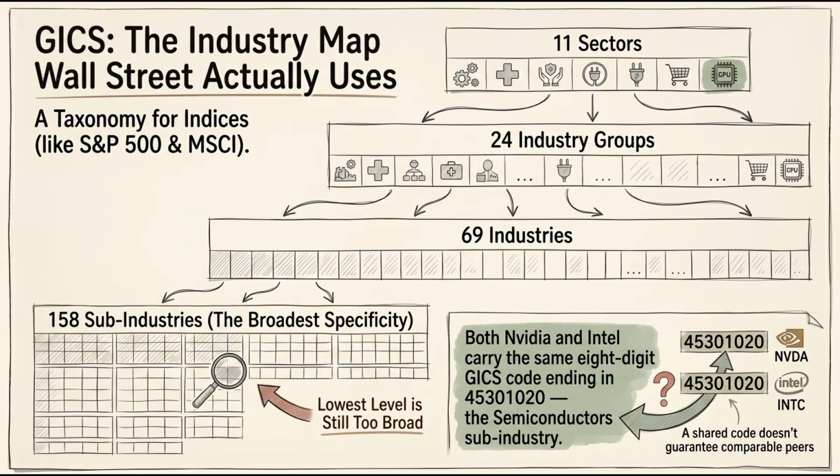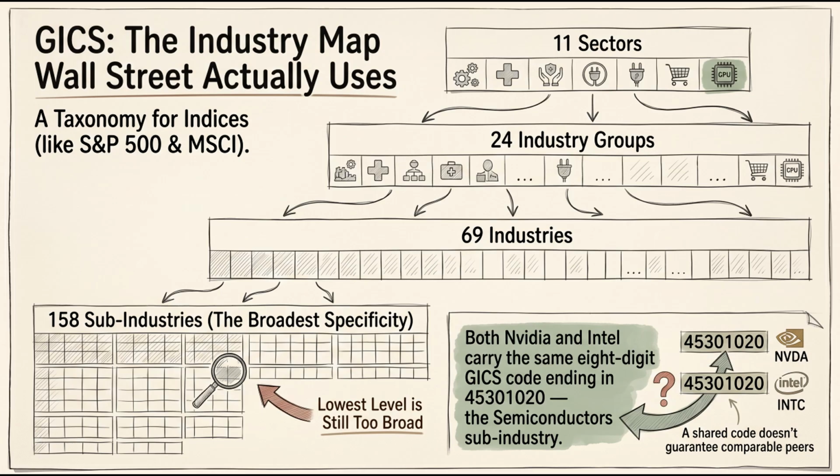To perform this analysis, we use the Global Industry Classification Standard, or GICS, which is the taxonomy powering the S&P 500 and MSCI indices. GICS uses a four-level hierarchy, 11 sectors at the top, followed by 25 industry groups, 74 industries, and finally, 163 sub-industries.